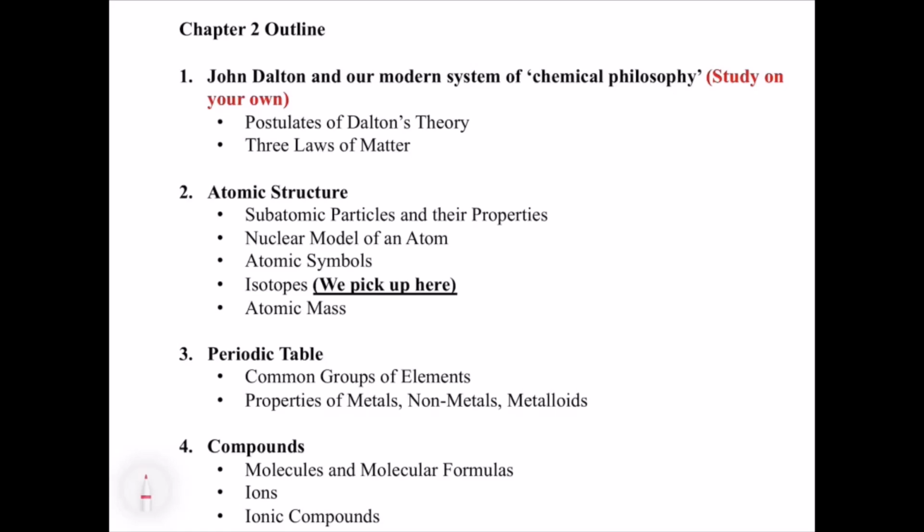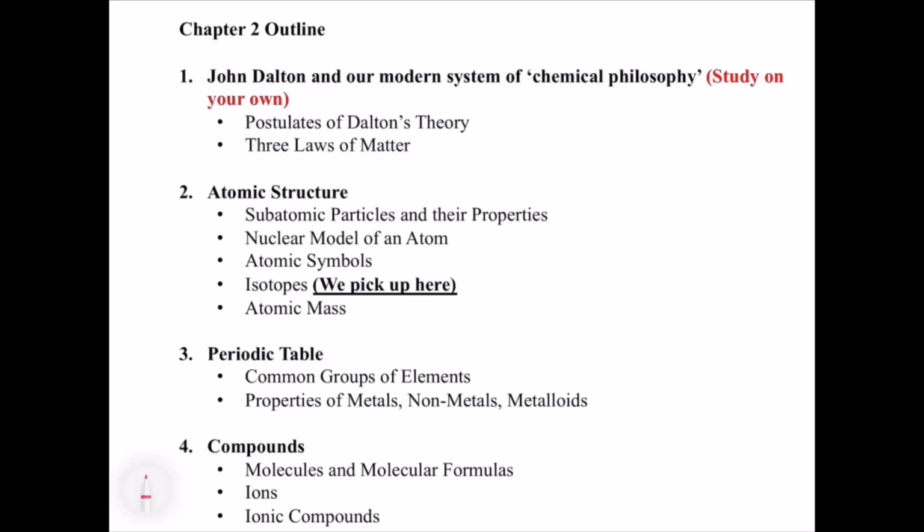So if you remember, we had said in our introduction to Chapter 1 that the first couple of sections of Chapter 2 you were going to have to look at and study on your own. The two that you're going to have to study on your own are John Dalton and Our Modern System of Chemical Philosophy. This just talks about the three laws of matter, conservation of mass, and things like that. That's something that you're going to want to read and make sure that you can understand it. Try the problem boxes in the textbook.